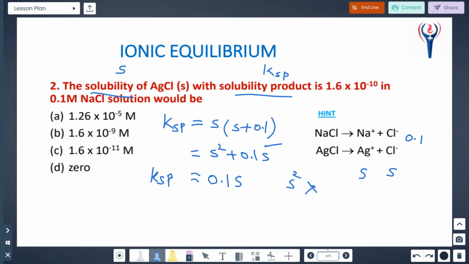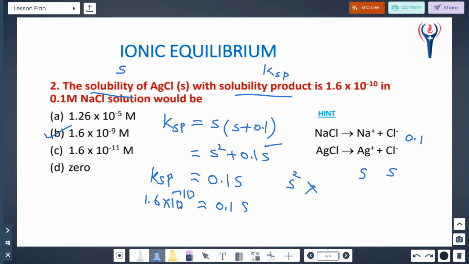Are you following? Okay. Now see the question. The solubility product is 1.6 into 10 power minus 10. So 1.6 into 10 power minus 10 is equal to 0.1 S. Our aim is to find only the S value. Understood? Only S we have to find. Therefore S is equal to 1.6 into 10 power minus 10 divided by 0.1. When 0.1 goes to the numerator it becomes 10 power 1, so minus 10 plus 1 is 10 power minus 9. So the answer is 1.6 into 10 power minus 9. B is the correct option.